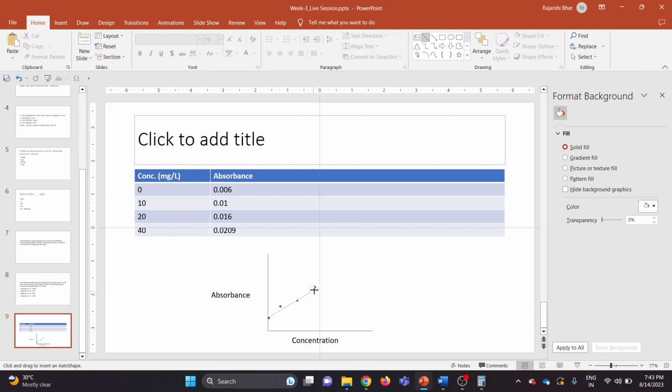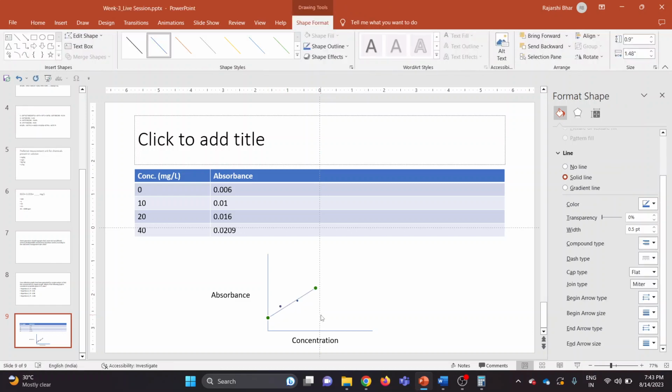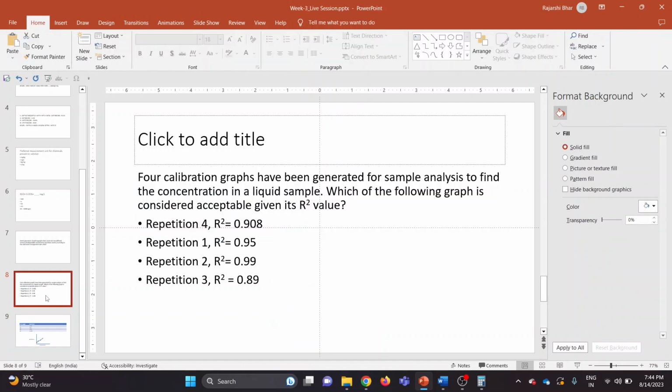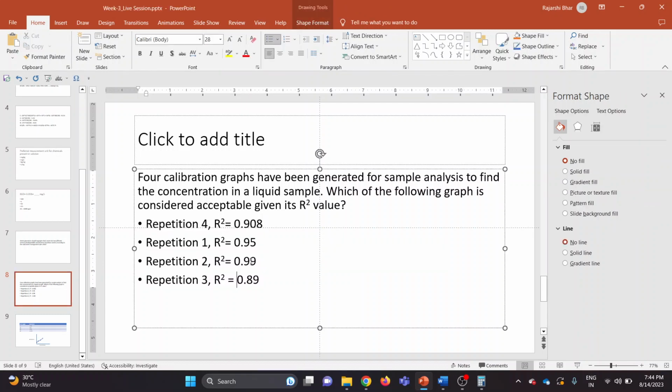Now you can see that these are not lying on the same line. If I try to connect these two points, you can see that they are not on the same line. So in order to get a generalized equation on a calibration curve, so that we can later determine the concentration of an unknown sample, we generate an equation of this line, and the accuracy of this equation is determined by the R square value. The higher the value, the better the accuracy. So among all these, 0.99, that is option C, has the highest R square value. That is why it has the highest accuracy.